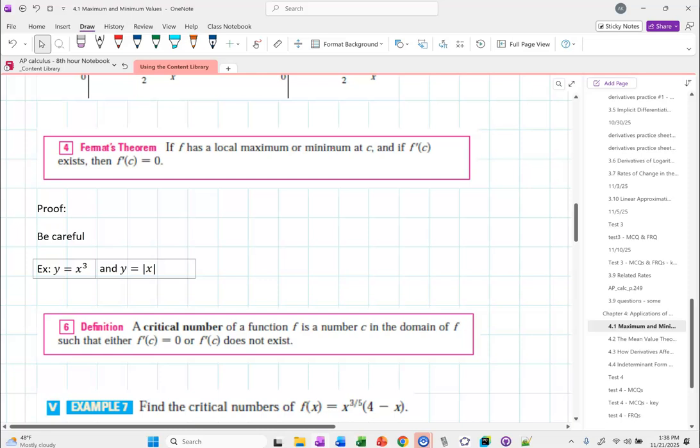Fermat's theorem, you would not need to quote by name. It's not one that you use to do a problem on the AP exam by name, so this is not a form or theorem you need to memorize. But it is important. It says that if f has a local maximum or minimum at c, and if f prime exists, then the derivative of f at c is 0.